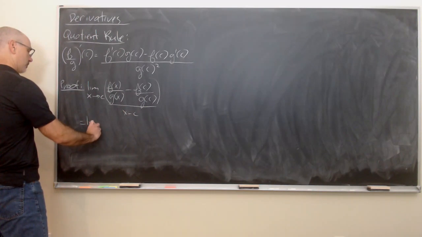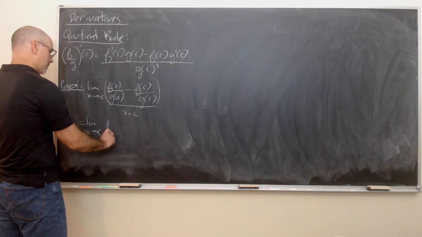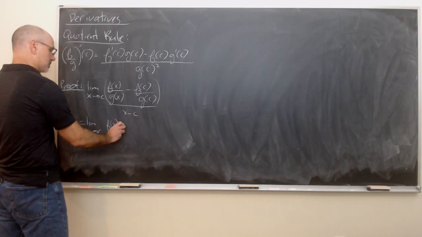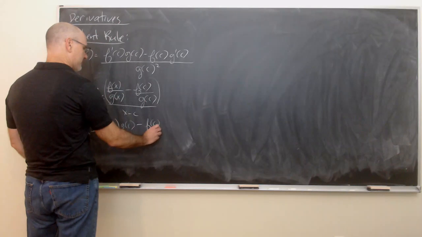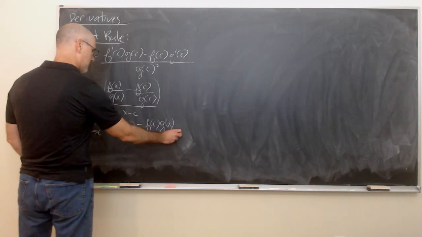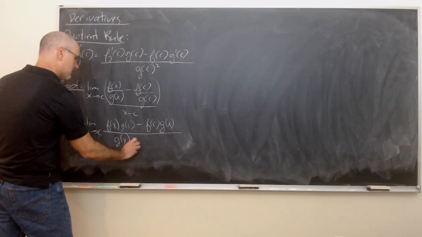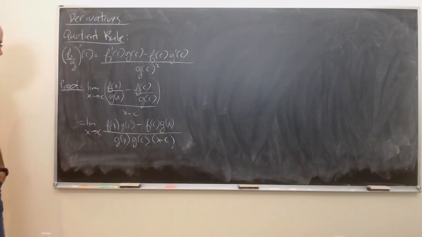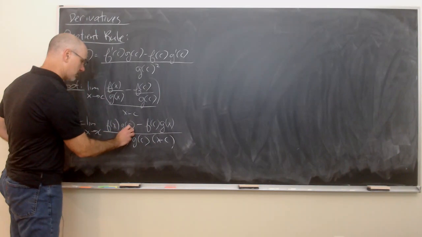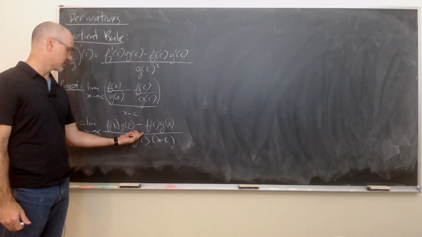So I'm going to get a common denominator in the numerator here, which will give me f of x g of c minus f of c g of x, all over g of x, g of c, and x minus c. All right, well, that doesn't reveal anything immediately. So what we're going to do is use, again, one of our favorite algebra tricks.